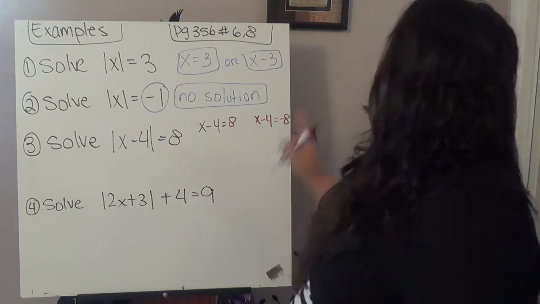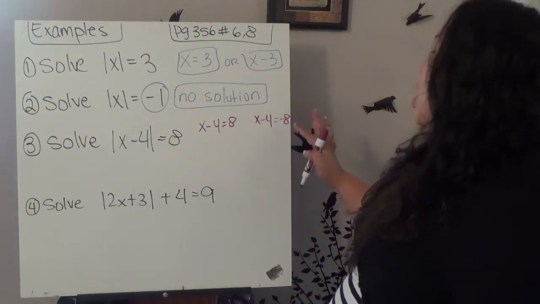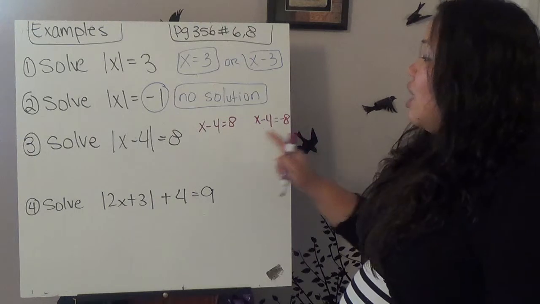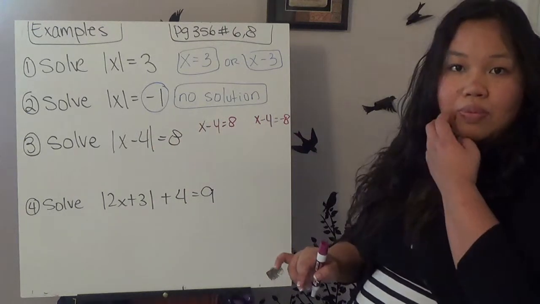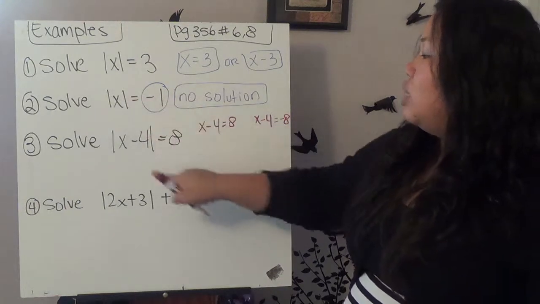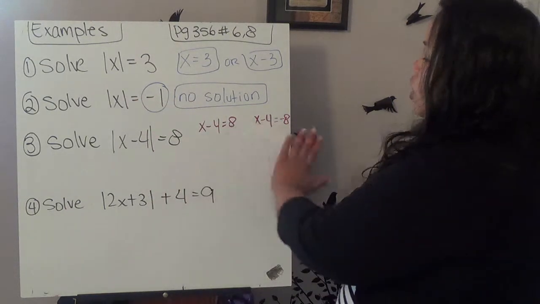Now, I know what you're thinking, okay? It might be a little bit confusing because you said, wait, it can't equal a negative 8. But this can equal negative 8 when I get rid of the absolute value, okay? With the absolute value, I can't do that. So this one, I'm getting rid of the absolute value. The absolute value is no longer there.